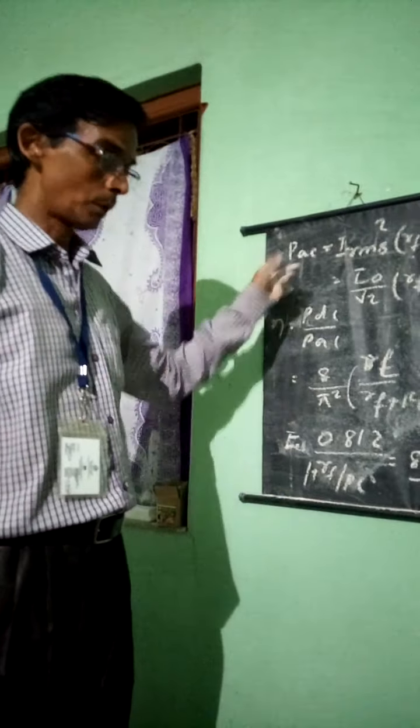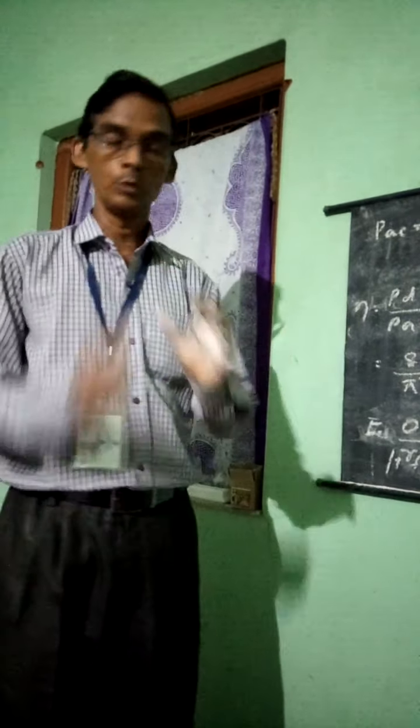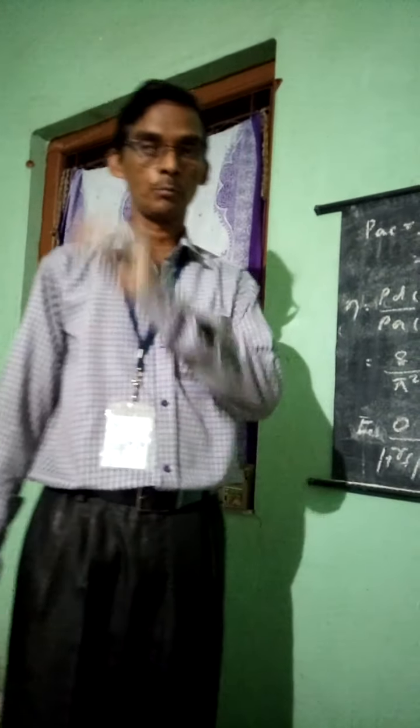Full wave rectifiers are of two types. One is called the center tap full wave rectifier, the other is called the bridge rectifier. A bridge rectifier employs a bridge circuit by means of 4 diodes.